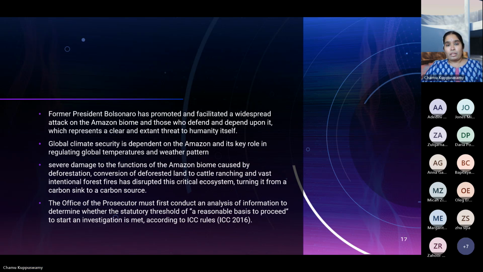And what did they argue? They said the former president has promoted and facilitated widespread attack on the Amazon biome, as well as those who are defending the Amazon biome and those who depend on the Amazon for their livelihood. So this in itself represents a clear threat to humanity, because the Amazon is so important in the context of global climate change, because it acts as a carbon sink. It holds in a lot of carbon dioxide. So global climate security is dependent on the Amazon. There are few other places that can have this claim, but they thought that the Amazon can have this claim.